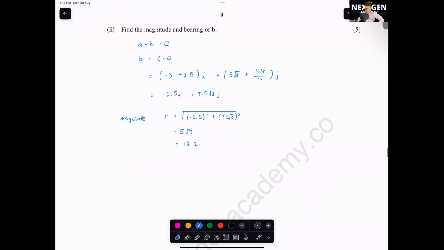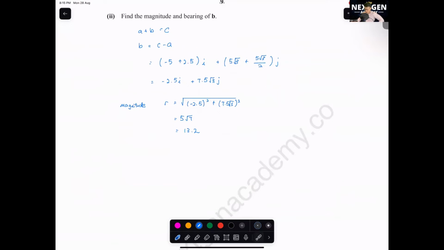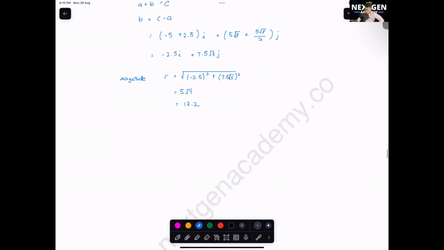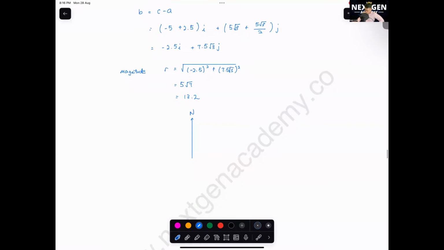Now how do we write the bearing? We need to draw it out. Negative 2.5 means going to the left. Positive 7.5√3 j means going up. So my direction will be like this. If I were to draw a bearing out, this one is my north. My direction will be here. What will be my direction?